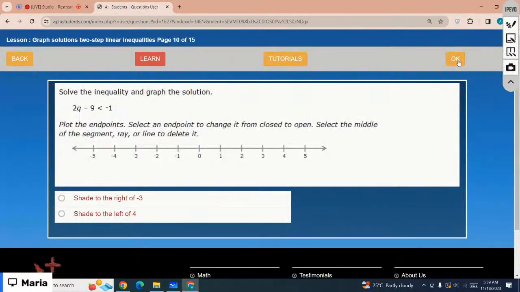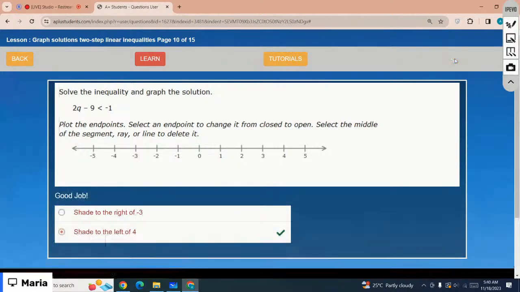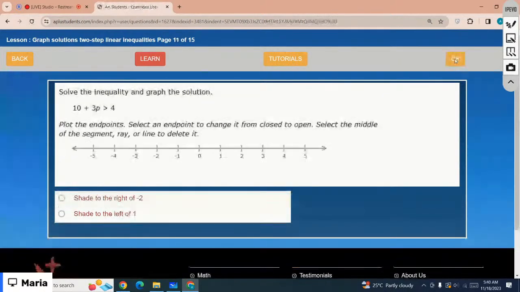Solve the inequality and graph the solution. 2q minus 9 is less than negative 1, which is the correct option? That would be shade to the left of 4. Okay, you can complete the lesson by yourself later today.